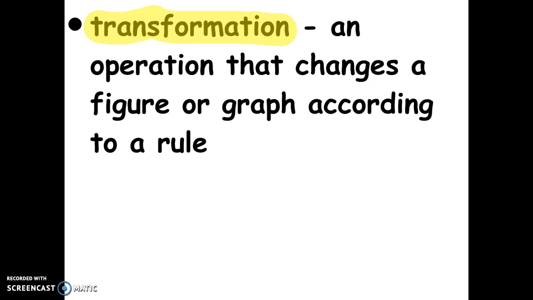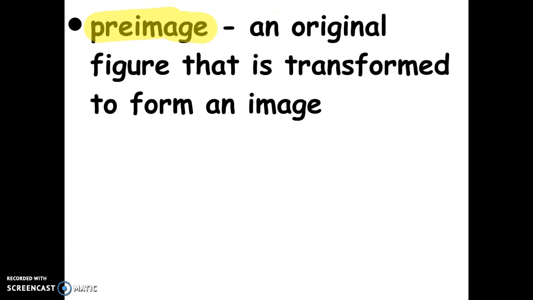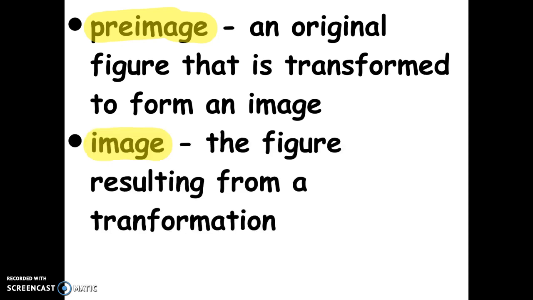A transformation is an operation that changes a figure or graph according to a rule. The pre-image is an original figure that is transformed to form an image, and the image is the figure resulting from a transformation. So a pre-image is always named with just letters of the alphabet, such as triangle ABC. And then the image is named with prime symbols. So it will go from being triangle ABC to triangle A prime, B prime, and C prime.